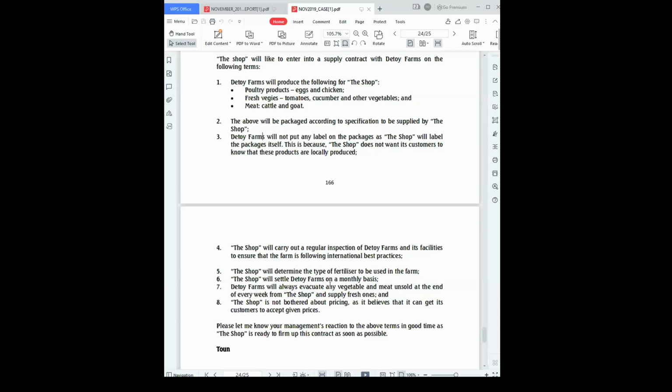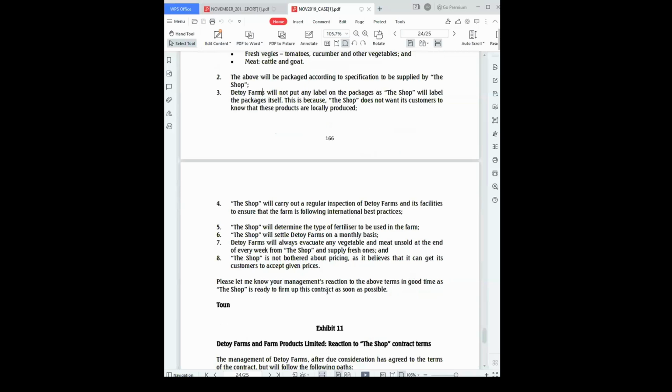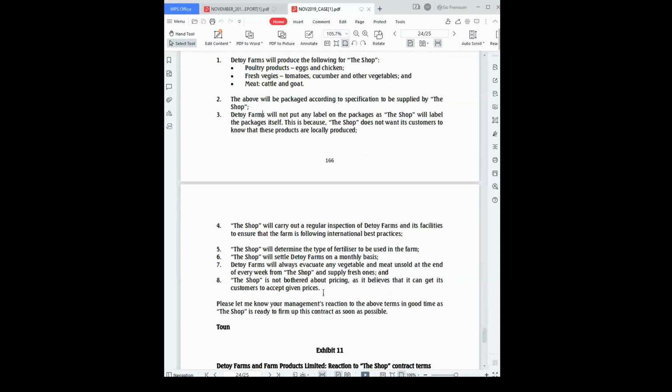Bishop will settle Detroit Farms on a monthly basis. Detroit Farms will always evacuate any vegetable and meat unsold at the end of every week from Bishop and supply fresh ones. Bishop is not bothered about pricing. It believes that it can get its customers to accept given prices. Please let me know your management reaction to the above terms in good time, as Bishop is ready to firm up this contract as soon as possible.